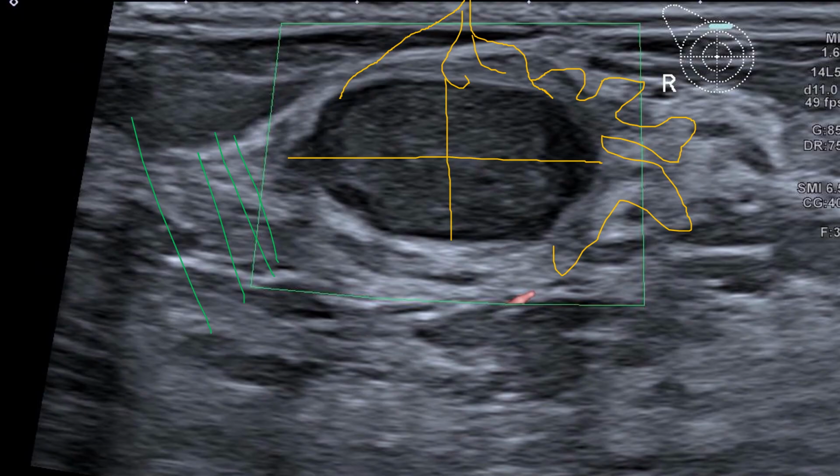But what you can see here is that this is well outlined. Our lesion is well outlined. When a lesion is well outlined like that, it is very much suggestive of a benign process. So this morphology highly favors a benign breast mass. This lady is just a young lady who is 19, and she has this.